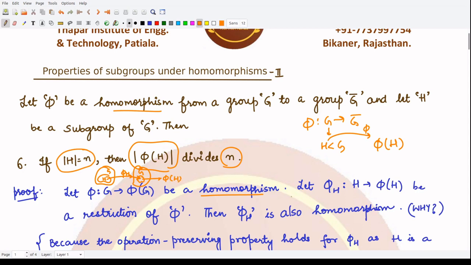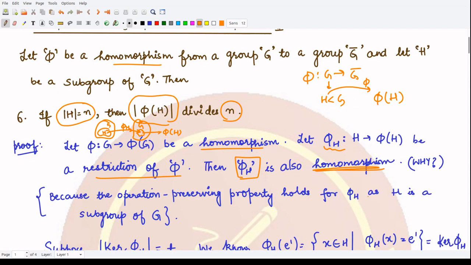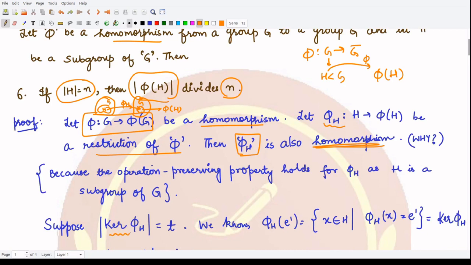So we now define phi of H to be a restriction of this mapping phi. Hence we are saying this phi of H is also a homomorphism. Why is it a homomorphism? Basically because phi was a homomorphism and we had the operation preserving property for all the elements present here. So in short, we would have the operation preserving property for H as well. Hence this is a homomorphism. And now we also assume that the kernel of this mapping phi of H has T elements, so its order is T.